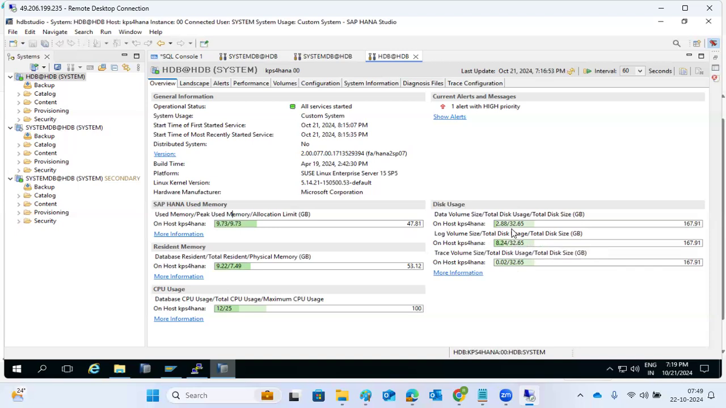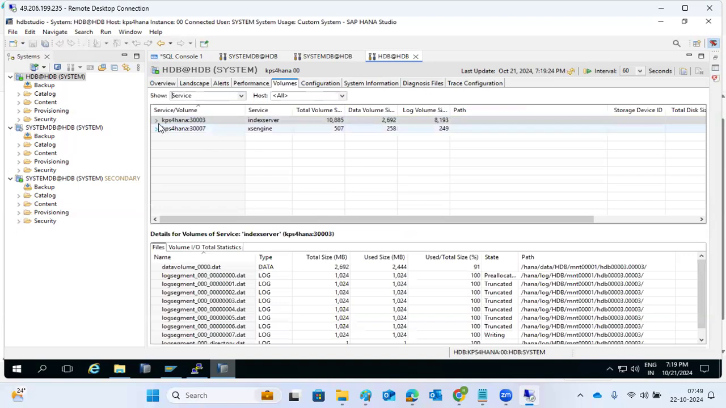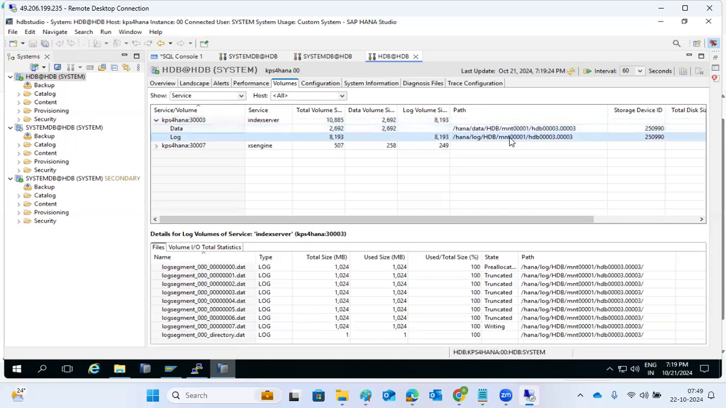Sir, this volume tab up in the performance side, we have a volume tab. The volume tab is the same as that. Here is the log volume, and here the data volume and log volume are the same. For the data volume, it shows how much of /hana/data we have and where it is writing the files at the OS level. The same goes for the log volume.